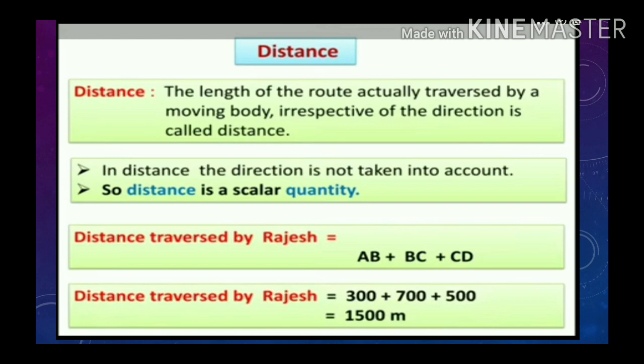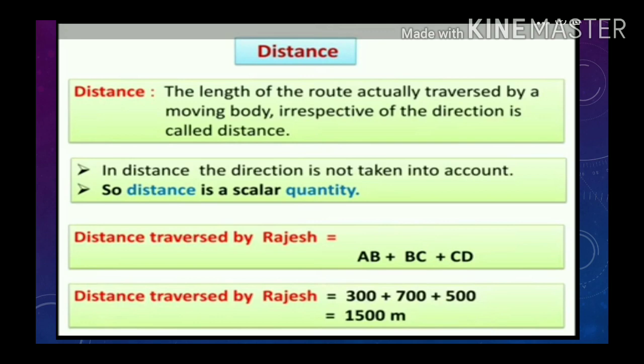Distance: the length of the route actually traversed by a moving body, irrespective of the direction, is called distance. In distance the direction is not taken into account, which means we will not consider any direction, but only the actual distance traversed. So distance is a scalar quantity.